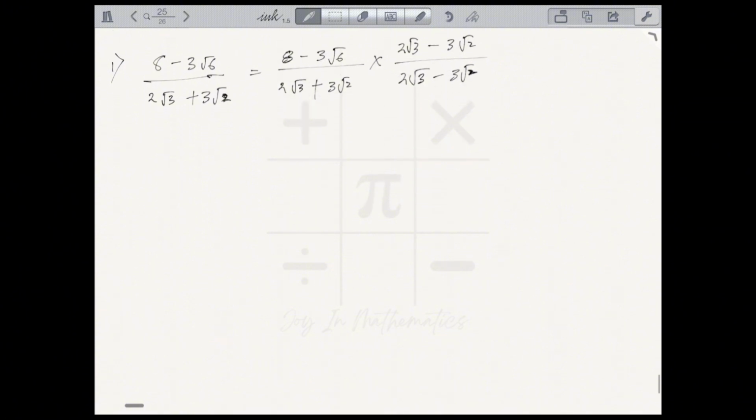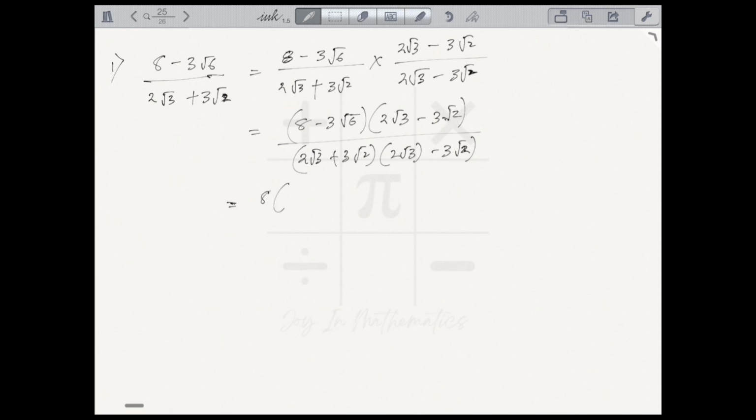So now let's focus on this. The numerator now will be 8 minus 3 root 6 multiplied by 2 root 3 minus 3 root 2, and the denominator will be 2 root 3 plus 3 root 2 multiplied by 2 root 3 minus 3 root 2. Now let's begin with the numerator. So the numerator now will be 8 into 2 root 3 minus 3 root 2, minus 3 root 6, and we are opening the brackets just like normal algebraic expansion, into 2 root 3 minus 3 root 2.